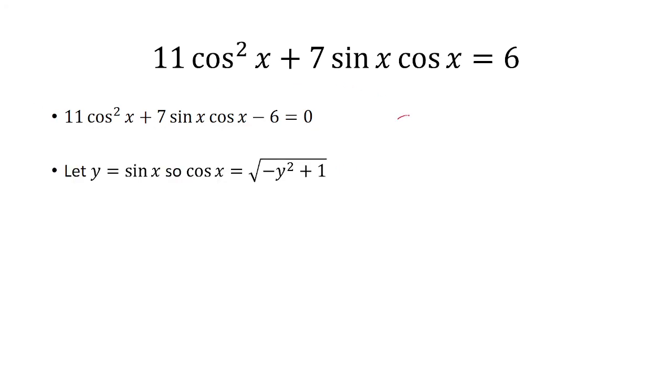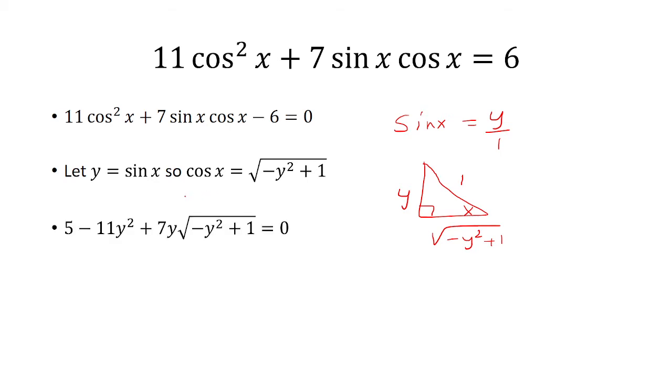And we know that sine is opposite over hypotenuse. So we're just going to treat the y as y over 1. So if I make a right triangle with angle x, the opposite side is y, the hypotenuse side is 1. Pythagorean theorem says this missing side is the square root of negative y squared plus 1. Now cosine of x becomes adjacent over hypotenuse, which is why we get the square root of negative y squared plus 1. And so now we can replace sine and cosine and only have y.